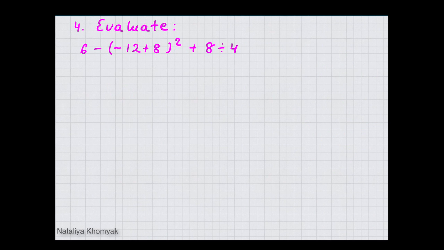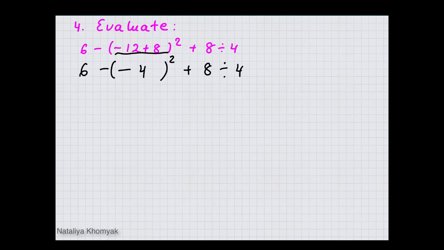In example number 4, we have to evaluate 6 minus negative 12 plus 8 to the second power plus 8 divided by 4. So first thing to do is to simplify inside of the parentheses. And we have negative 12 plus 8, different signs. We calculate difference and we have more negatives. And difference between 12 and 8 is 4, so negative 4. Keep everything else as is.